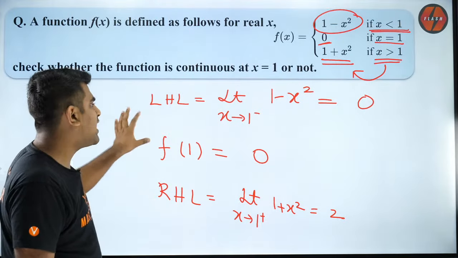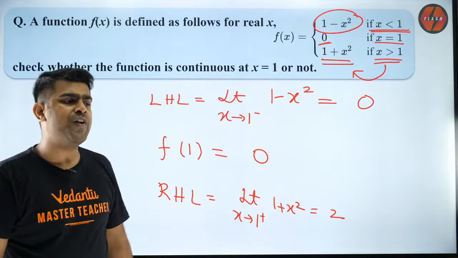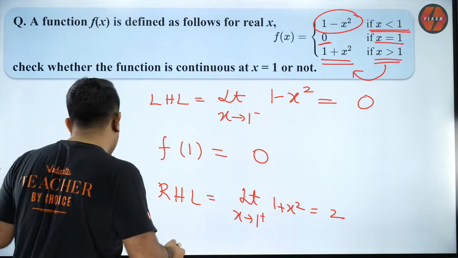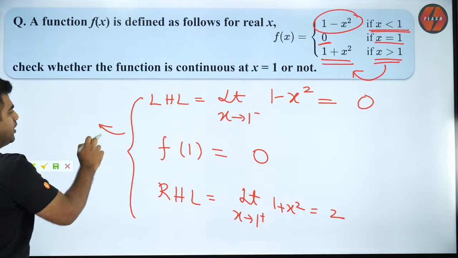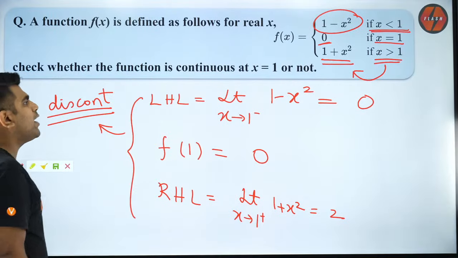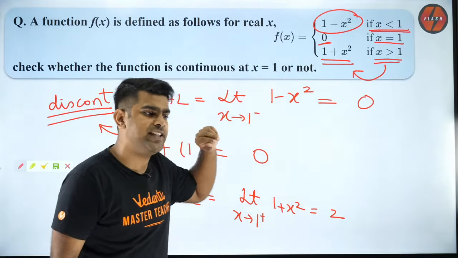So therefore, can I say this is not a continuous function? Are you all okay with that? Everybody gets it? Very good. f of 1 is 0. When you say not continuous, that is another name for it. We call it discontinuous. So discontinuous is the right word. So I would say the function is discontinuous at x equal to 1.